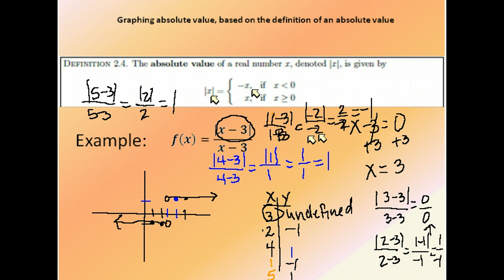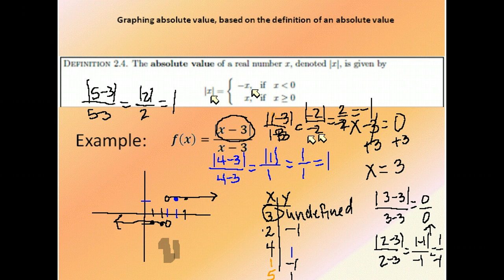This is what our graph looks like, oddly enough. Notice our domain here would be everything except for 3 because of those open holes there, and that's because we can't have a denominator of 0. Our range, our y values are only 1 and -1 and nothing else. Okay, so this one's a little different.